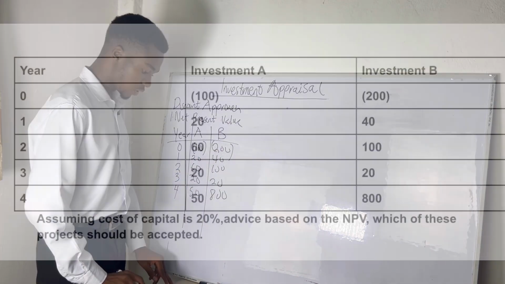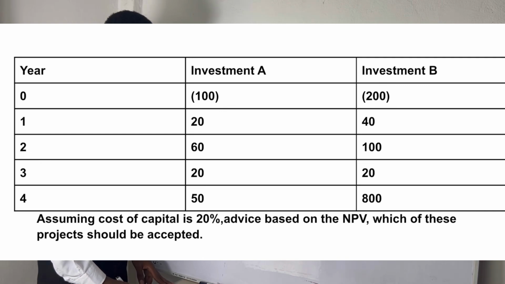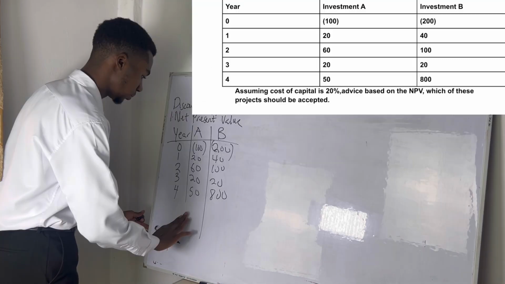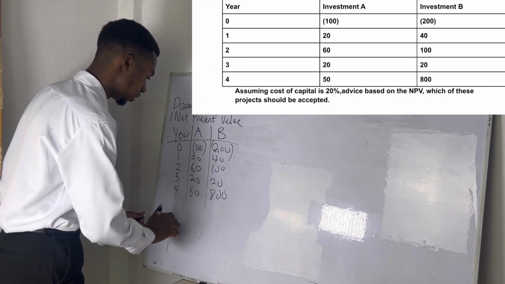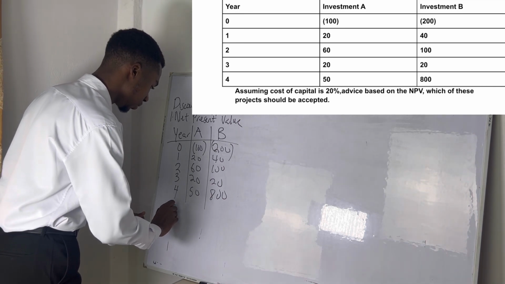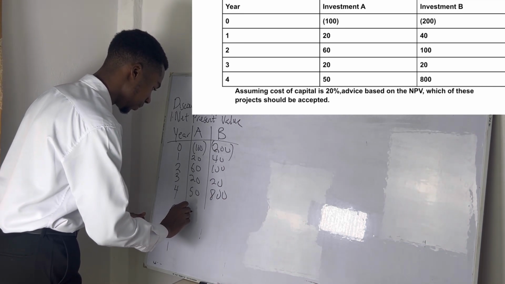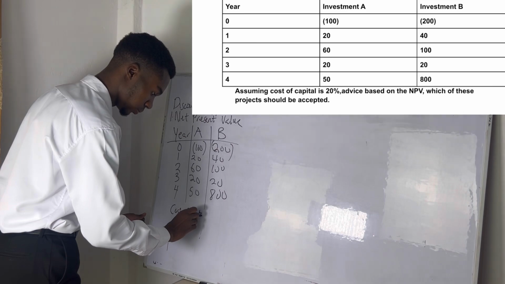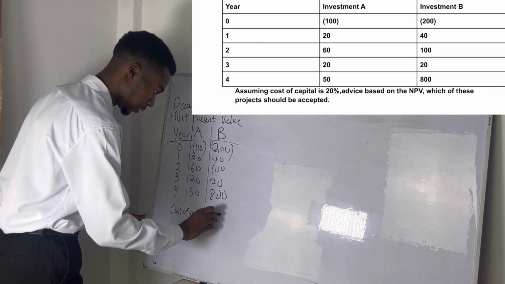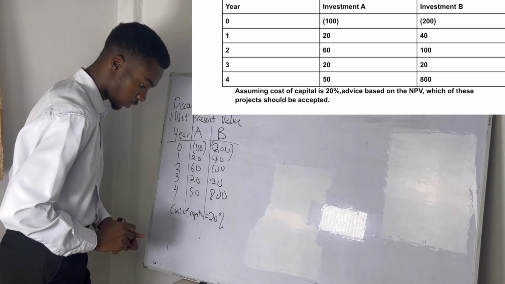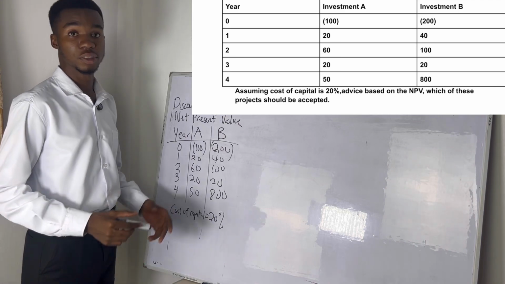So the question says, assuming cost of capital is 20%, advise based on the net present value, which of these projects should be accepted? So the cost of capital is 20% in the question. So let me write it somewhere here. Cost of capital is equal to 20%. So which of the projects should be accepted? So the cost of capital is 20%.